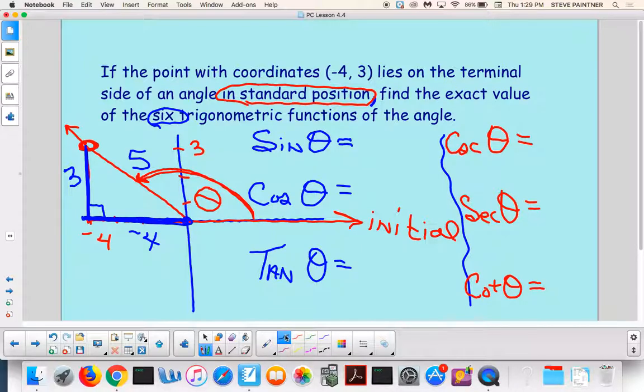All right, sine of theta. Let's go. Chris, what do you think? 3/5. Okay, and you're supposed to be thinking what? Y over R. Here's Y. Here's R. 3/5. Okay, now jump over here right away. Cosecant is what then? 5/3. Okay. All right. Cosine of theta Molly is what?